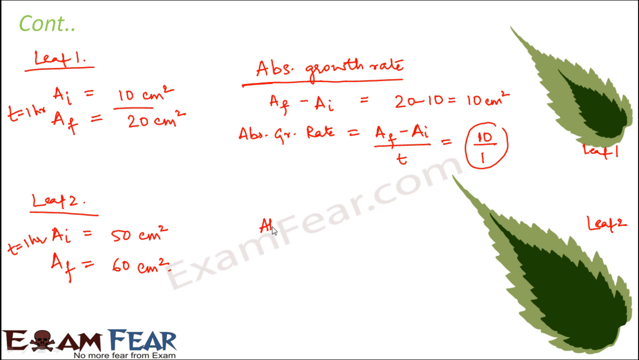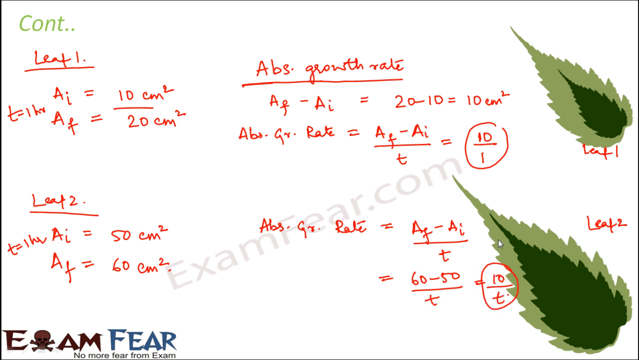Similarly, if you calculate the absolute growth rate for leaf 2, this will also be AF minus A initial divided by time. So what is AF? 60 minus 50 by time. So this is also 10 per unit time. So basically both of them have the same absolute growth rate because the increase is the same in both cases. Here also the increase is 10 centimeter square. Here also the increase is 10 centimeter square. Therefore, the absolute growth rate is the same for both leaf 1 and leaf 2.